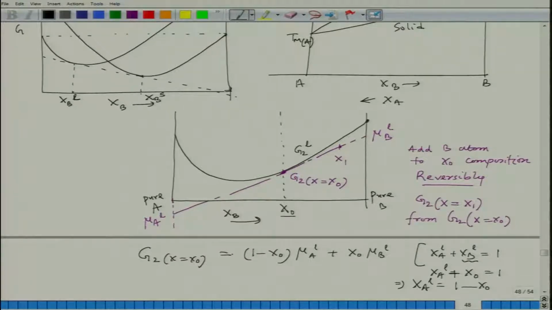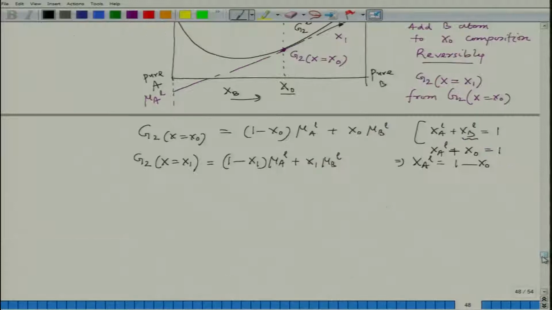Now, if I try to move from this point to this point, then my G2 at x equal to x1 would be 1 minus x1 mu A liquid plus x1 mu B liquid, and then I can say that G2 at x equal to x0 is in equilibrium with G2 at x equal to x1, and remember both are liquid phase.